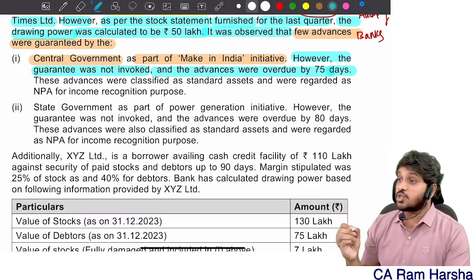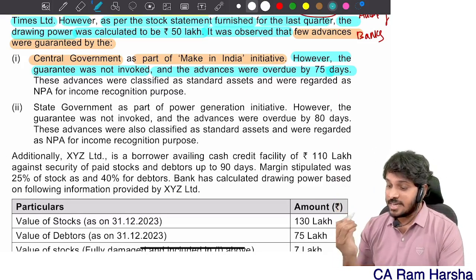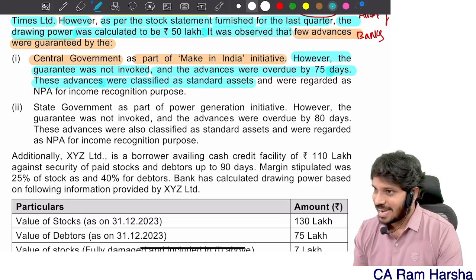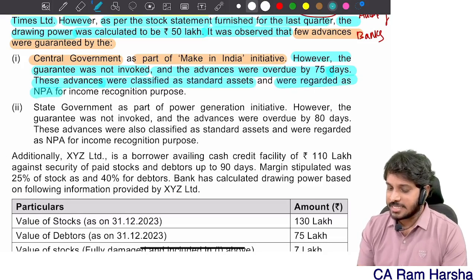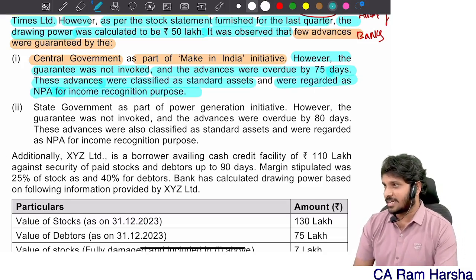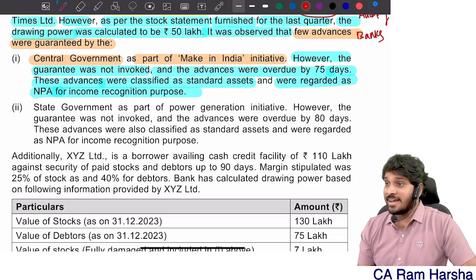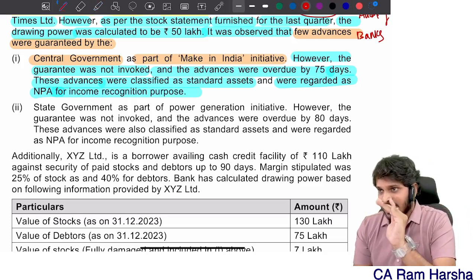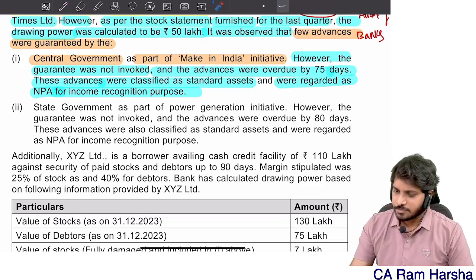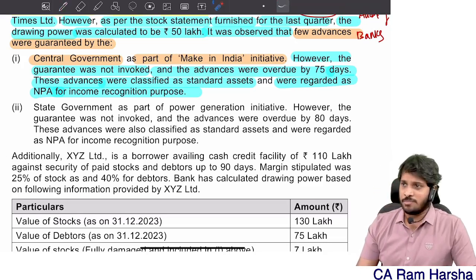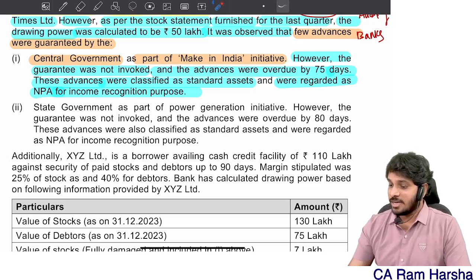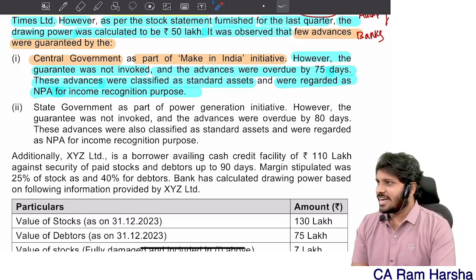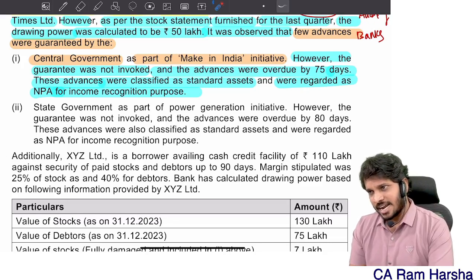And the advances were overdue by how many days? 75 days. These advances were classified as standard asset and were regarded as NPA for income recognition purpose. So how did the bank classify these advances? As standard assets. Generally for the NPA norm, how many days does it have to cross? 90 days. Since it is less than 90 days, they are still classifying it as a standard asset.